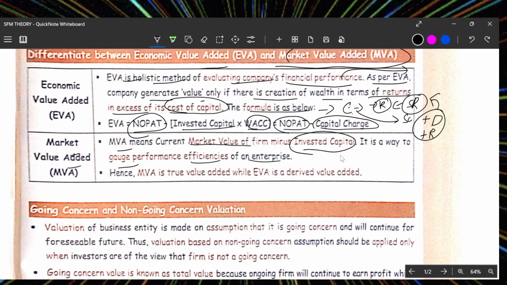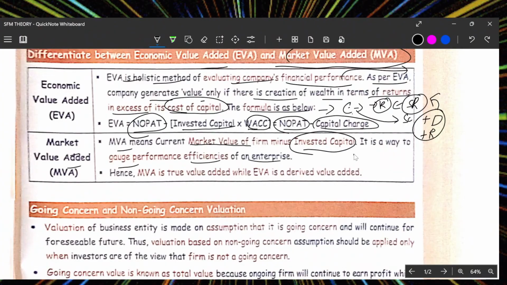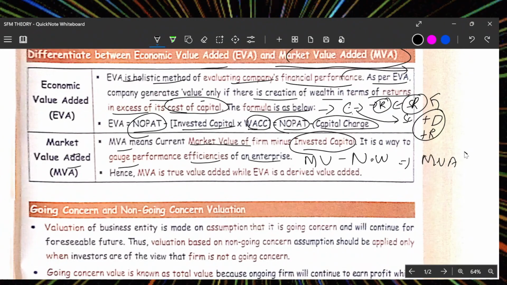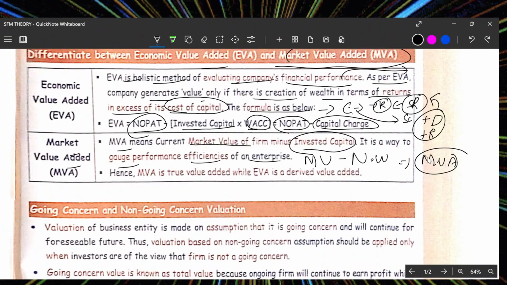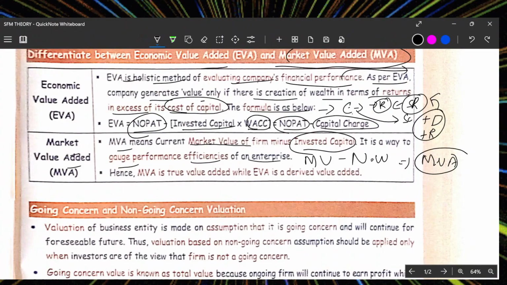The listed company is valued at this much, and the capital we incur is the net worth. Market value minus net worth gives us the market value added. So how much it is being added economically, how much it is performing above the risk-free return. So these two have been considered to get the difference between economic value added and market value added.